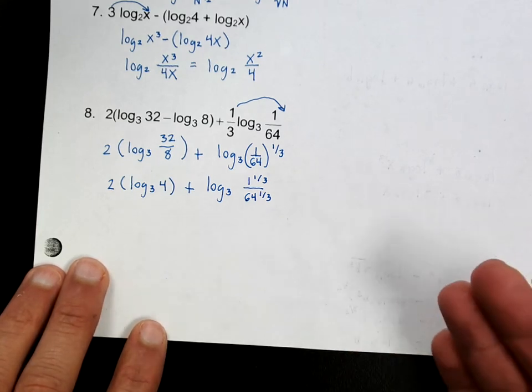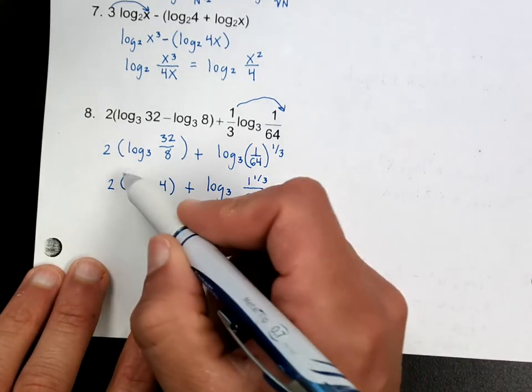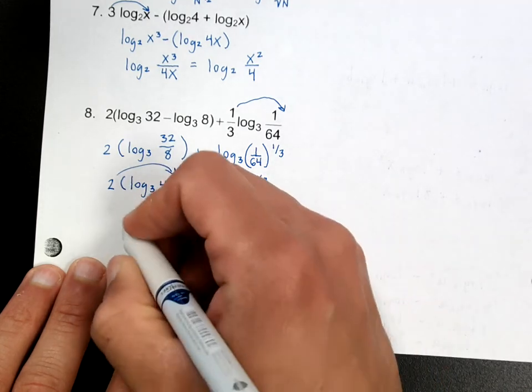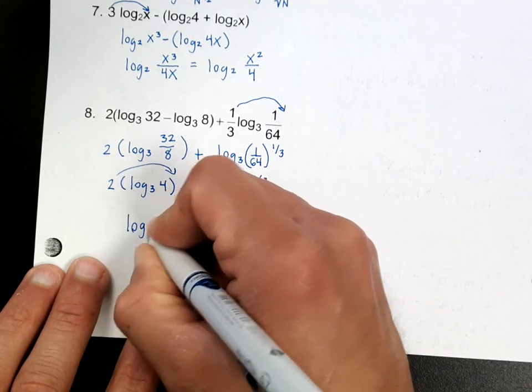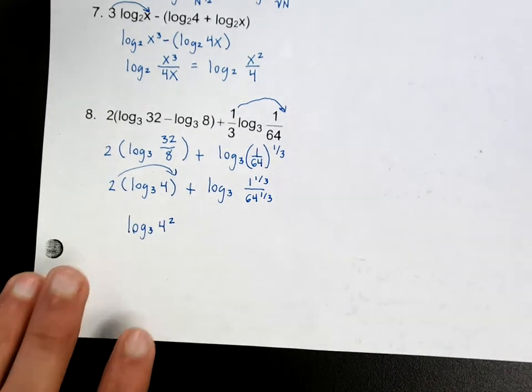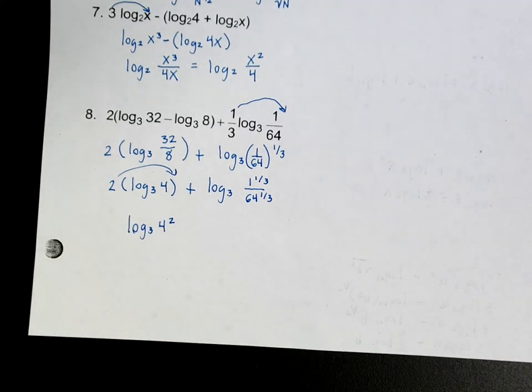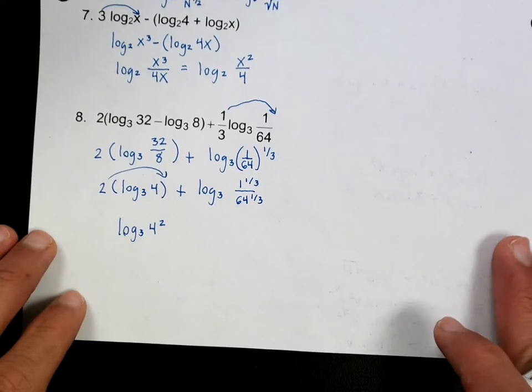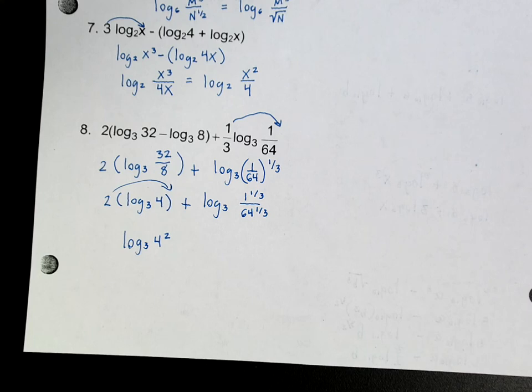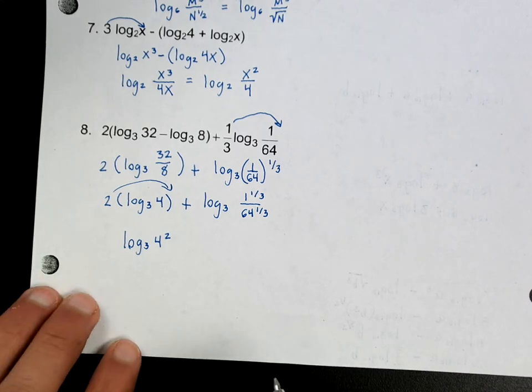So again, notice the rules, still using those rules, right? I'm going to bring this up as a power now, so I have log base 3 of 4 squared. And by the way, if you're looking at this last one, you're like, oh my god, this is bad. It is bad, alright, but this would be like the hardest one you're going to face. Okay, so you're not going to have like 10 of these or anything like that.